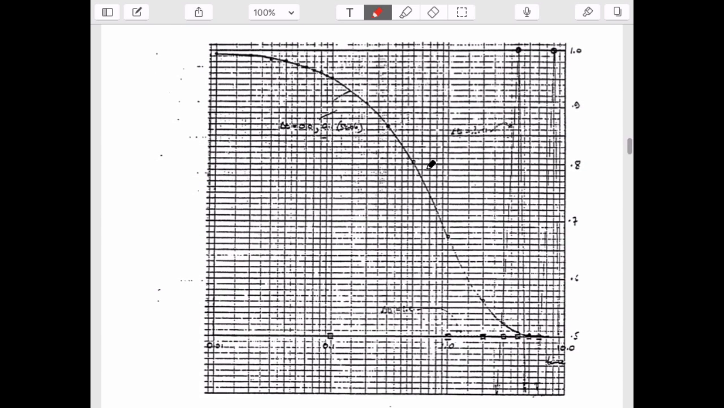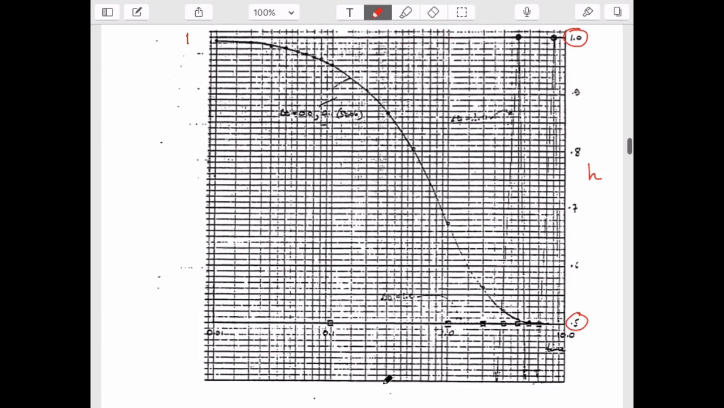So this is a graph of head between 1, well, I guess it's here, between 1 and 0.5 again. So this is head versus time on the lower axis, t, 0.1, 1.0, 10.0.